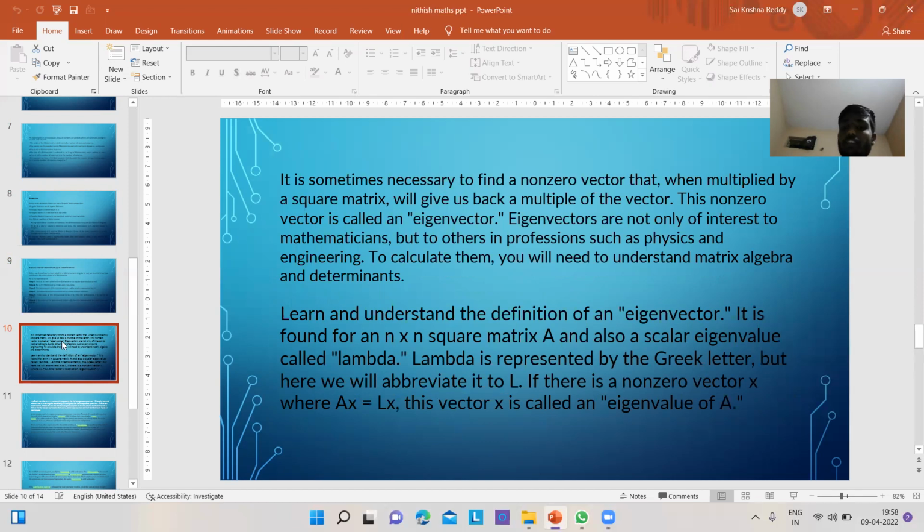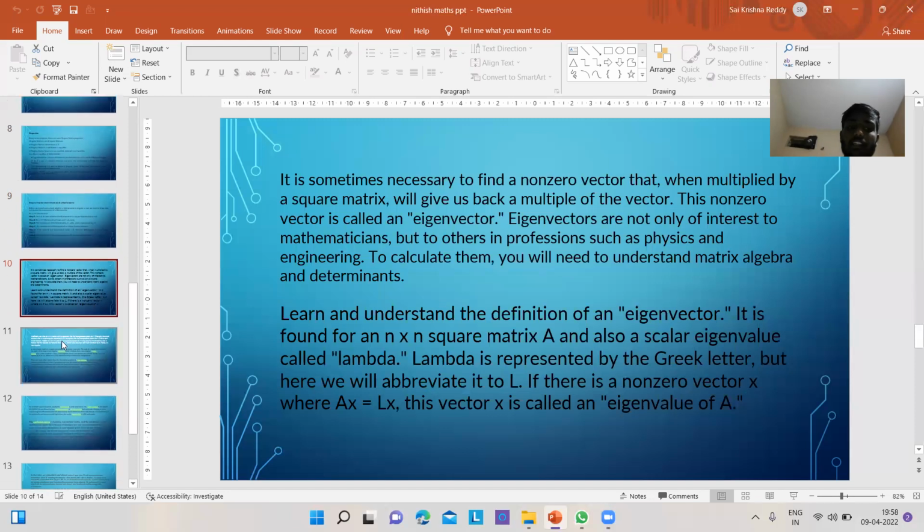This non-zero vector is called an eigenvector. Eigenvectors are not only of interest to mathematics but also to professions such as physics and engineering. To calculate them, you will need to understand matrix algebra and determinants.